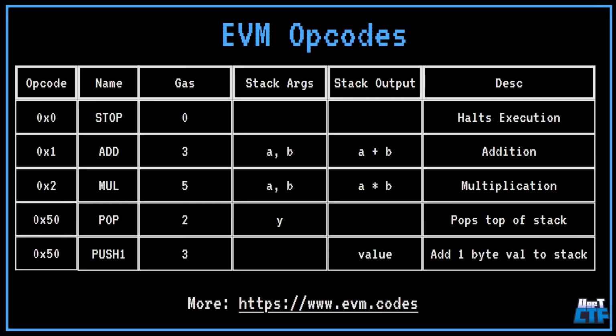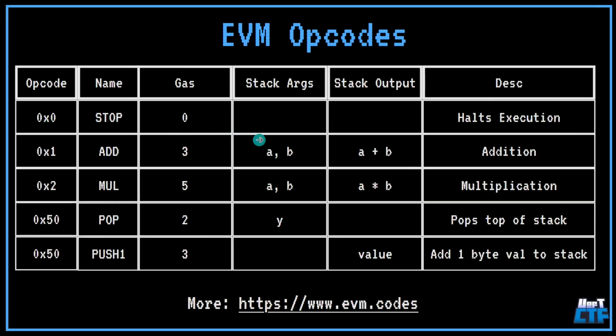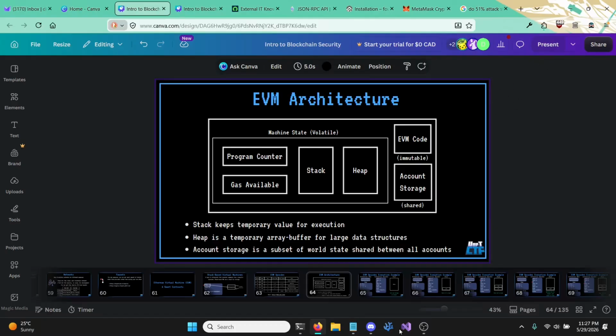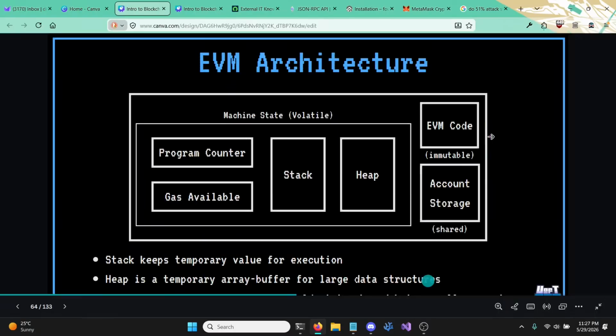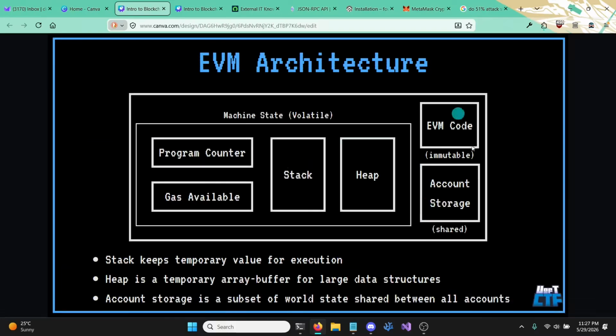And the way that works is you take some things from the stack and then you would pop some new values onto the stack. So we'll go for an example of this later on. The EVM has a program counter, which is like the counter for the current instruction being run, and then you have the stack and a heap for some memory. But essentially the architecture is you have your instructions, and then you have a stack, and then you have something called account storage, which is shared between all of your peers.